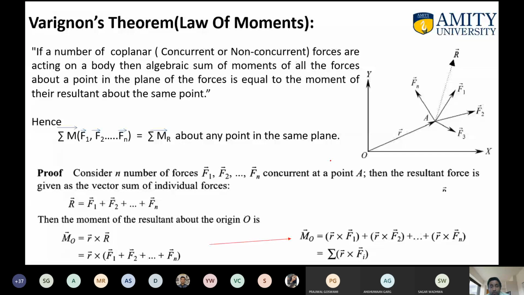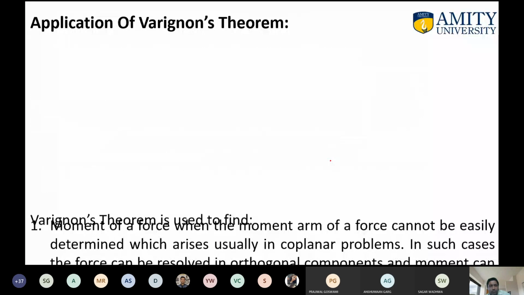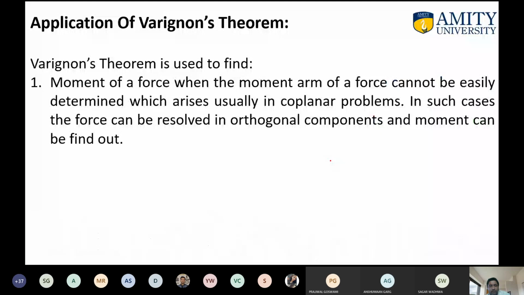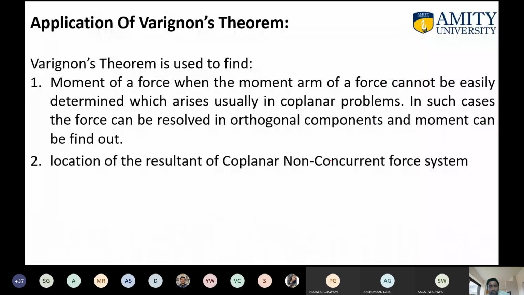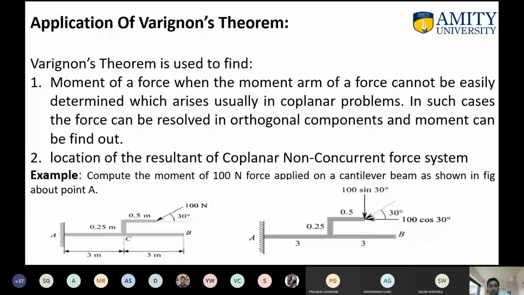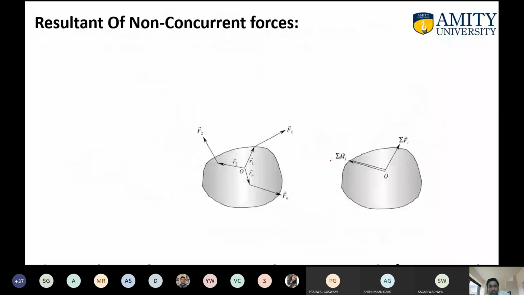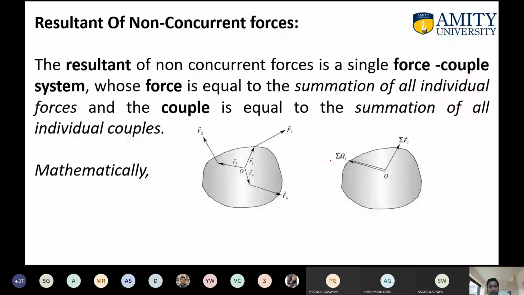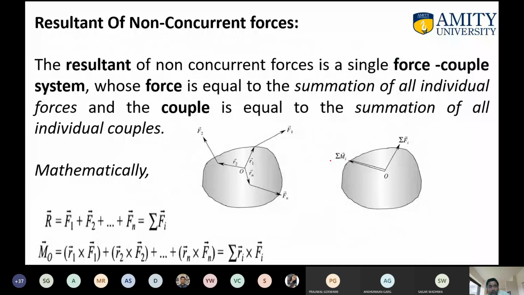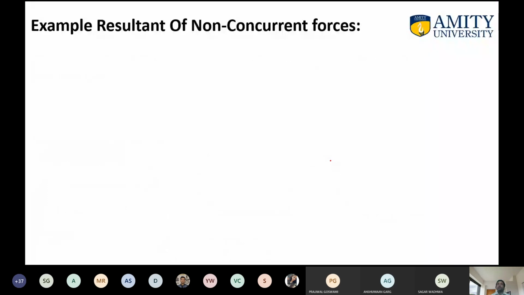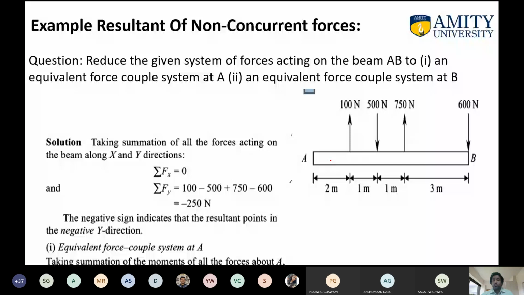Yes. So now I am solving one numerical, a very simple numerical based on this Varignon's theorem. It is the application part, so you must not think too much about it. We are just concentrating on the numerical part here. This is a very simple numerical, so we are not going to discuss it at length. See this numerical and try to solve it. This is the only numerical that you have to do.